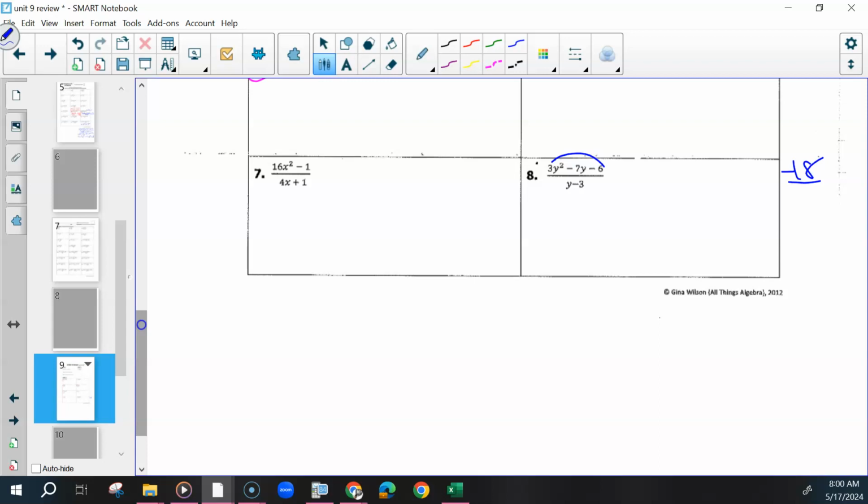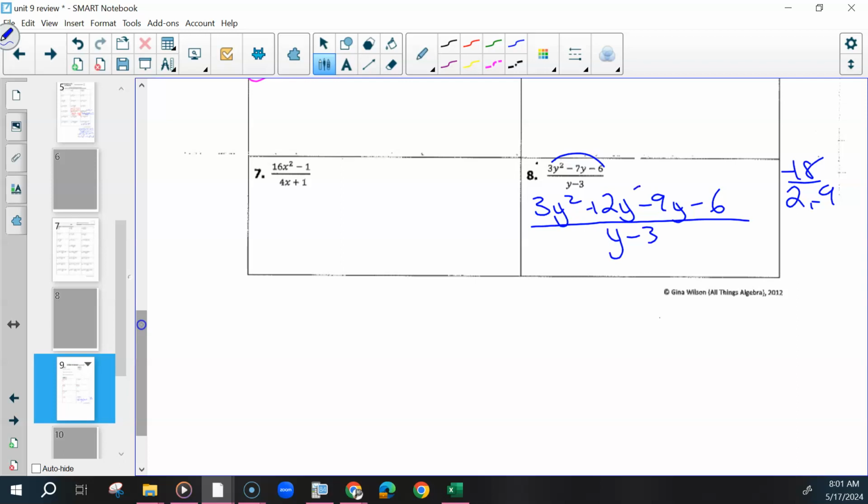You can list out all the factors or the one that works. What are some factors of 18? 2 and 9. Would that work? Yes. If we made the 9 negative, yes. So then rewrite this into 4 terms. 3y squared plus 2y minus 9y minus 6. If you wanted to switch those, you could. Make sure you're not losing your denominator.